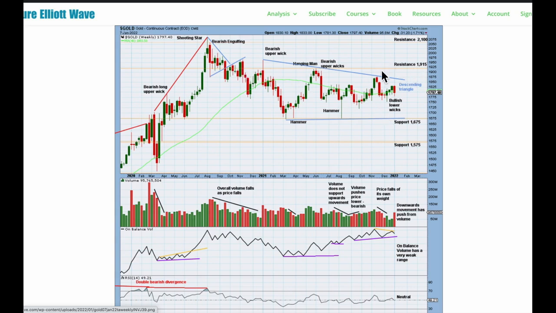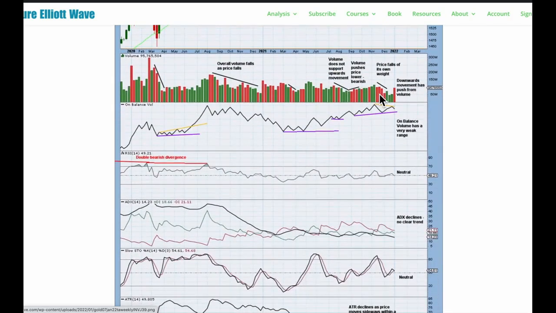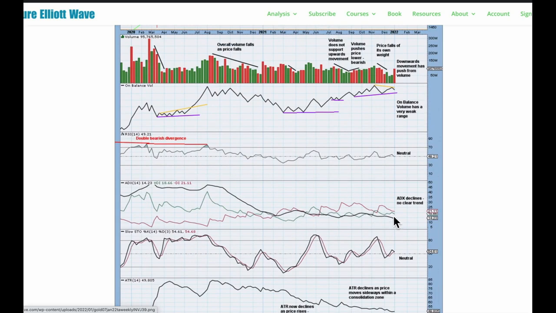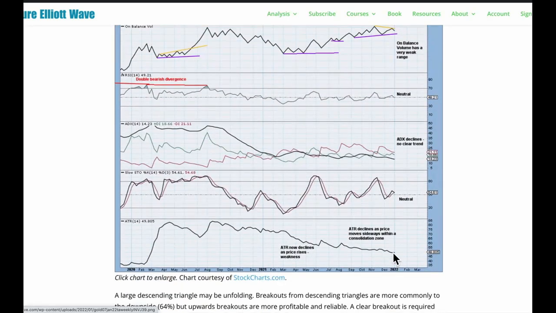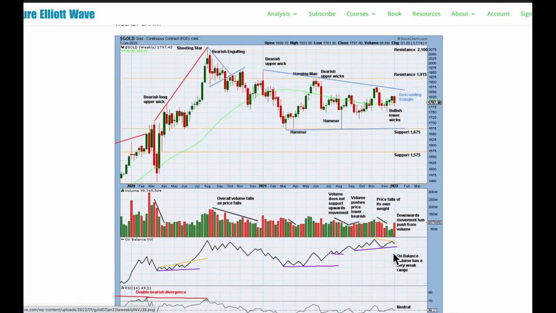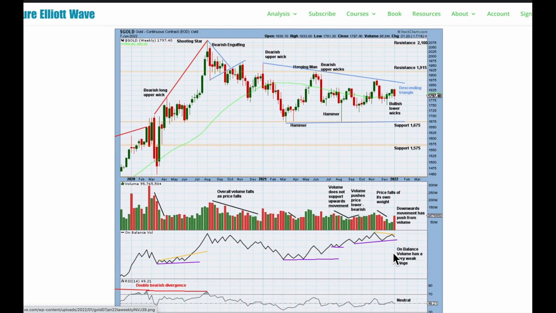Resistance here about 1915, support really strong about 1675. Price has essentially been moving sideways for many weeks. ADX is currently declining, the DX lines have been whipsawing. ATR is declining, totally normal, common behaviour during a consolidation. This is a huge, long-lived consolidation.